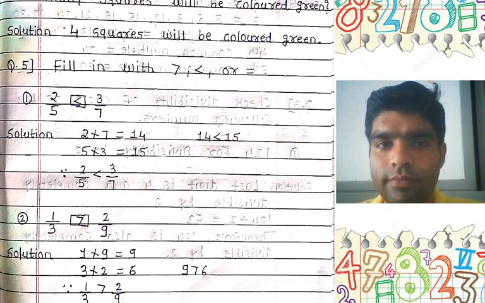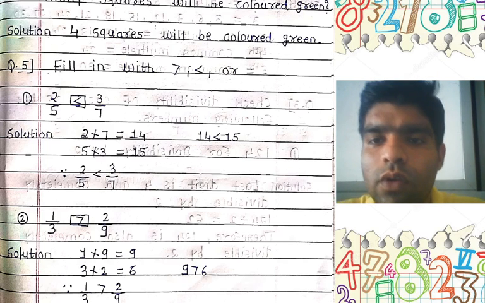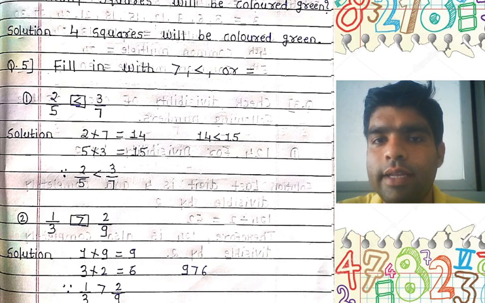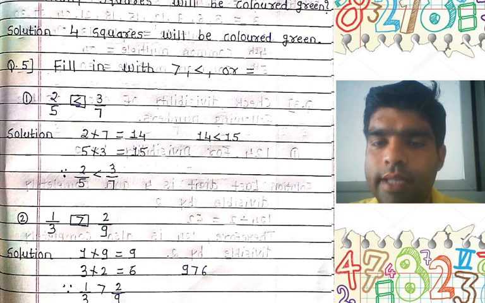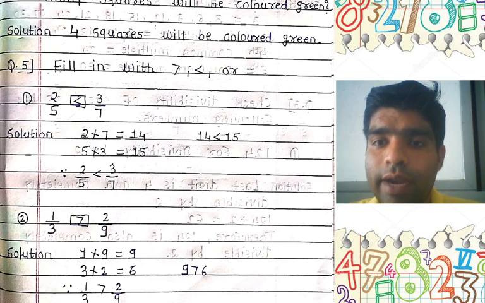Fill in with greater than, less than, or equal to. Out of the 3 symbols, we have to use one to solve the example. Now let's start with the first one. 2 upon 5 on the first side, and the second side is 3 upon 7. We have to decide which symbol to use: greater than, less than, or equal to. But how can we find it? Cross multiplication is the best method to find greater than, less than, or equal to.